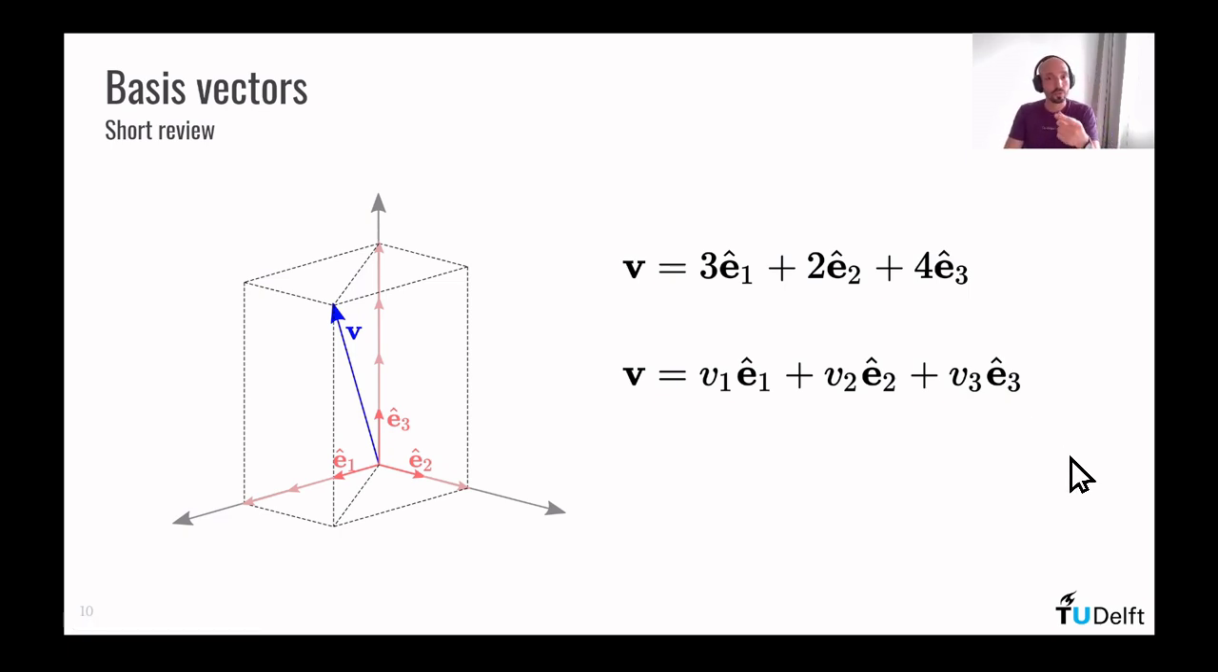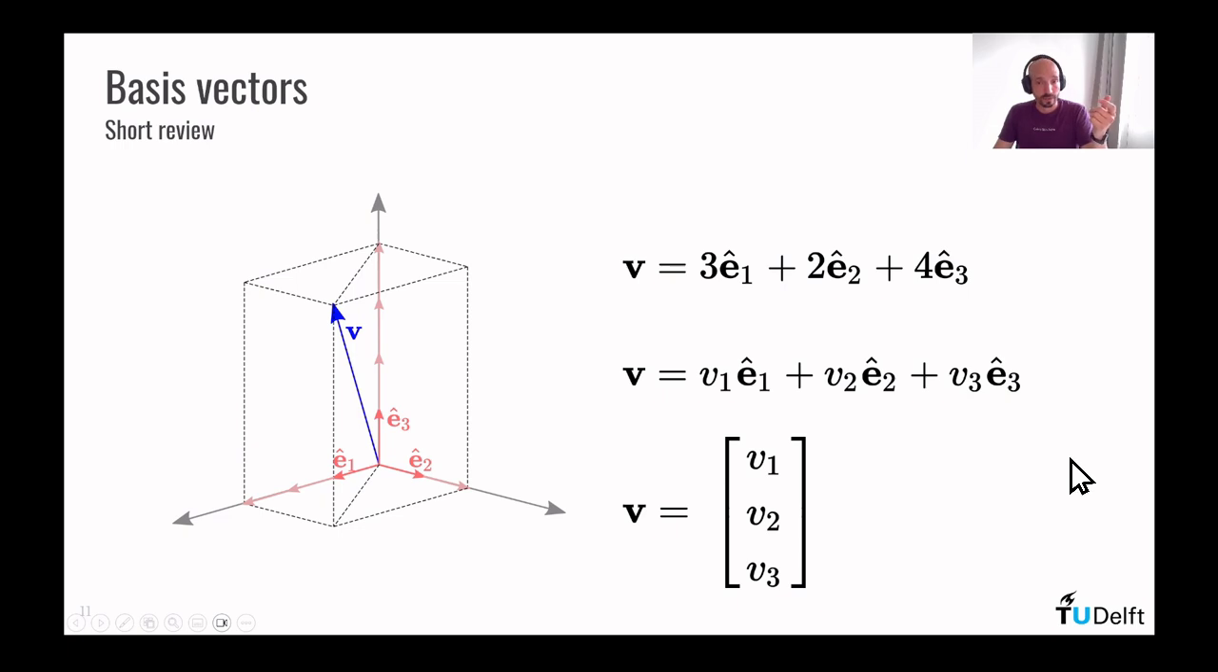Another way to represent the same vector is to use a column vector. So the first term would be the component of this vector in the first direction, e hat 1. The second term, the component in the second direction. And the third term, the component in the third direction. They all represent the same thing. It's just a way to represent the vector. They refer to the same vector.